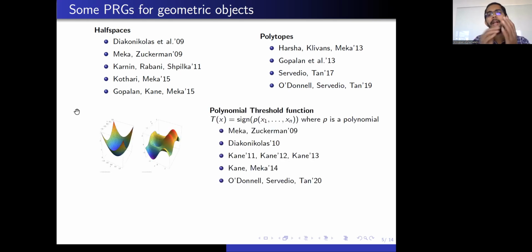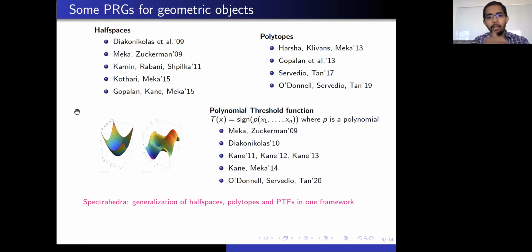And simultaneously, there's been another line of work on fooling polynomial threshold functions. These are functions which are just given by the sign of a polynomial acting on x1 to xn. Again, PRGs for PTFs were started by Meka and Zuckerman in 2009, and there have been a lot of works in this direction, but it's been a lot tougher to construct PRGs for PTFs compared to half spaces and polytopes.